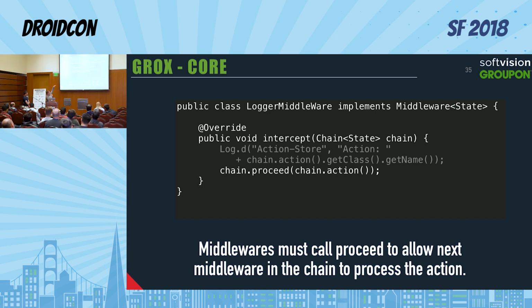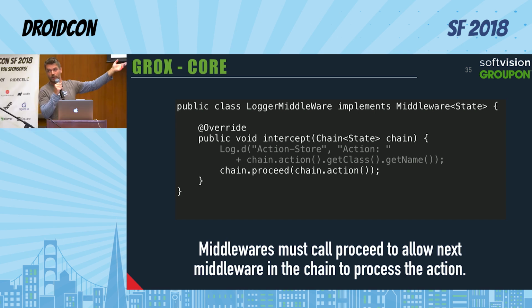The idea is that before the call to proceed, so from the signature of the method to the proceed call, you will see the action before it is executed. So we still have the old state, the action has not been executed yet, and you can intercept it. After the call to chain.proceed, then you can see the action after it has been executed.